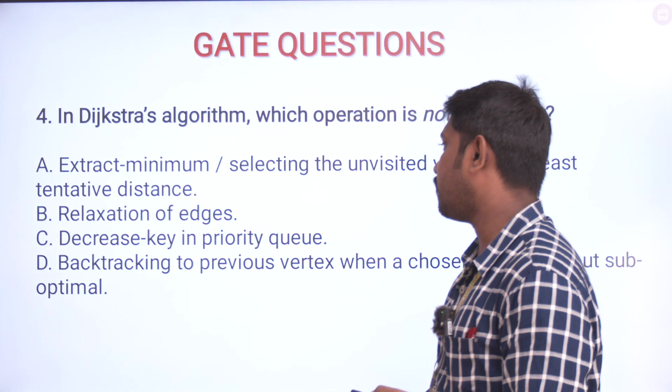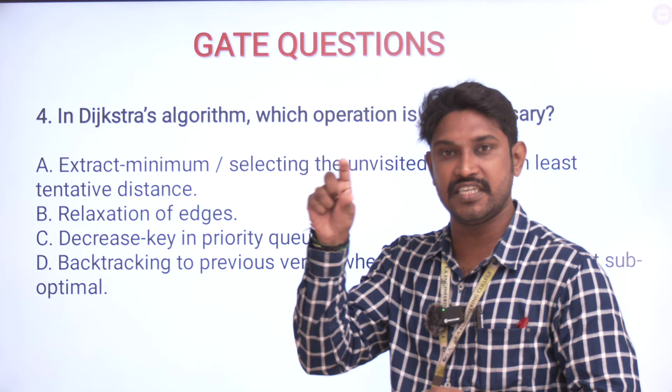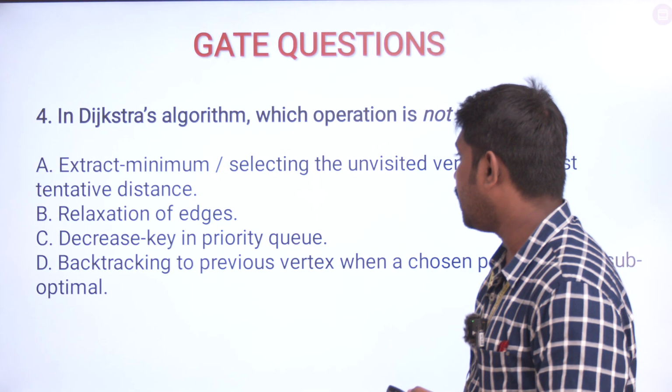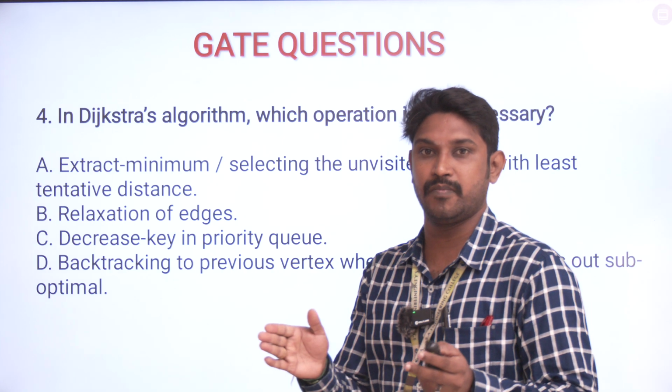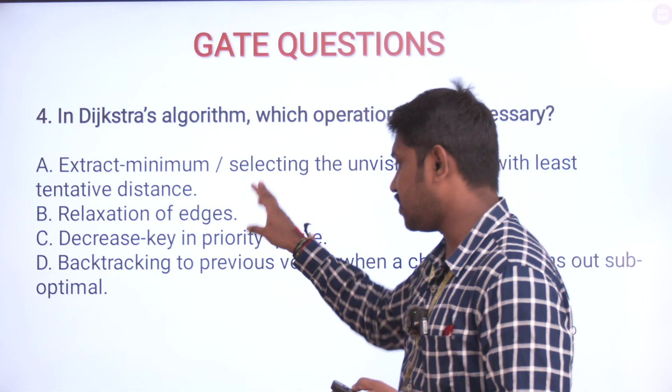Second is relaxation of edges. Relaxation of edges means we are going to identify each edge's weight. The second option is also correct. The third option is decrease key in priority queue. Yes, we are going to find the shortest path in the form of the decreasing key concept. The third option is also correct.